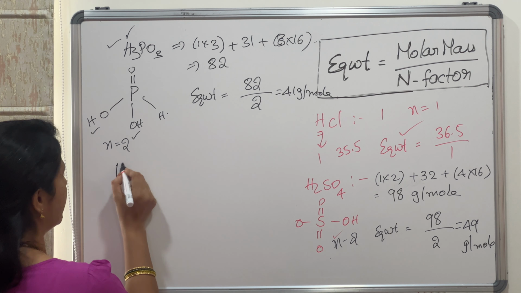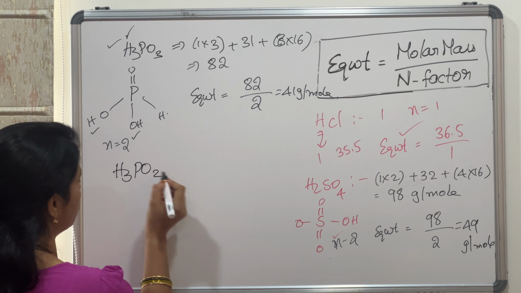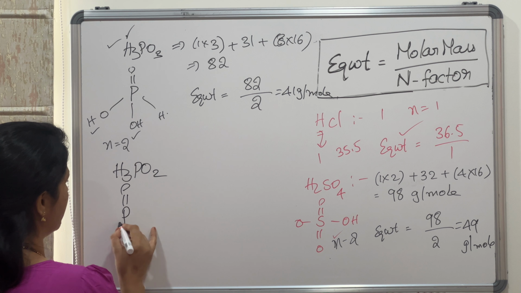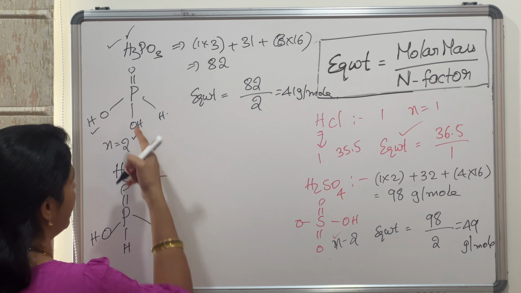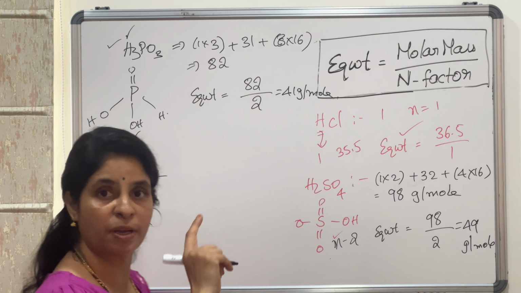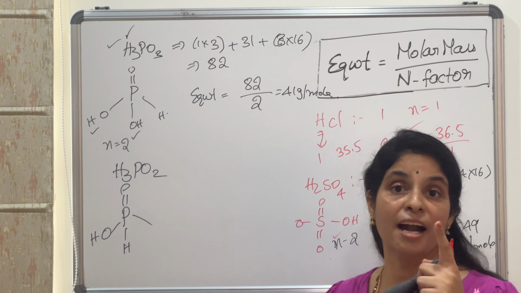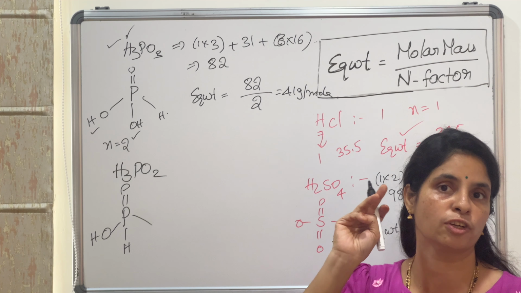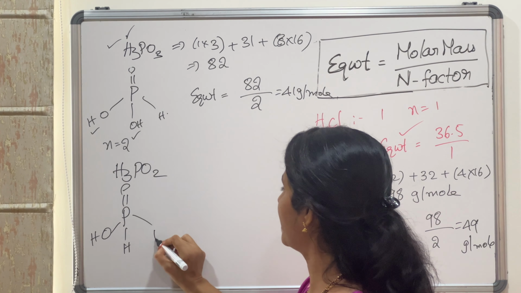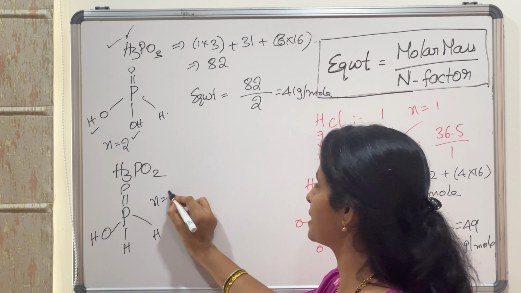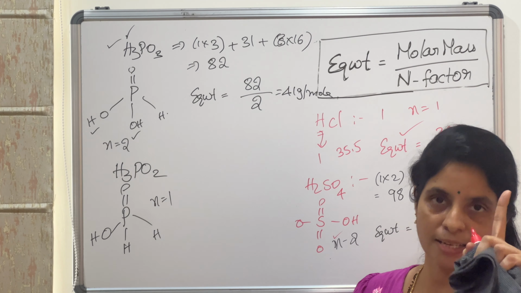So similarly, H3PO2. So look at the structure. It is P double bond O. So here OH. It is a monobasic acid, and H3PO3 is a dibasic acid, and H3PO4 is a tribasic acid under complete neutralization. There you have to remember 3 cases. Okay, in the case of phosphoric acid H3PO2, so here hydrogen, it is a monobasic acid. Number of replaceable hydrogens is 1.